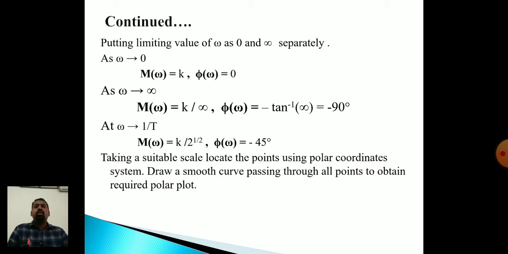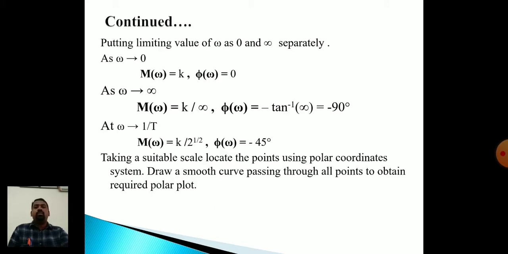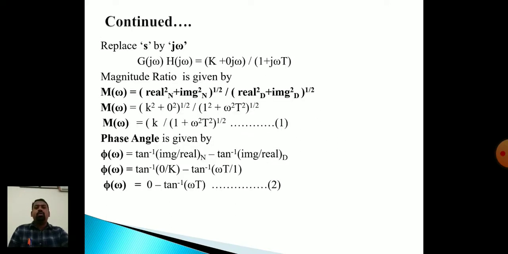So M(ω) equal to only k, because here M(ω) is k divided by (1 plus ω square T square) to the power 1 by 2. ω is 0, so the denominator term decreases to 1 plus 0, that is 1, square root of 1 is 1, so k by 1 is nothing but k itself. Once again, ω equal to 0, then φ(ω) equal to 0. How? ω is 0, you see in equation number 2, φ(ω) equal to minus tan inverse of ω equal to 0 into T, that is 0, so φ(ω) is tan inverse of 0, that is 0.